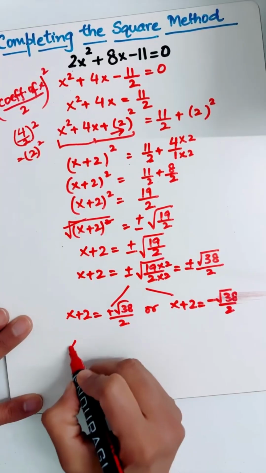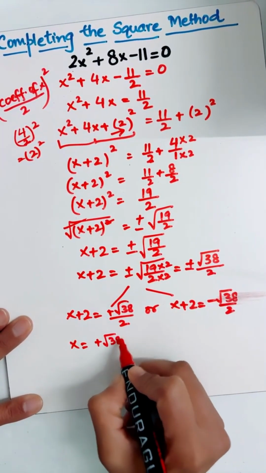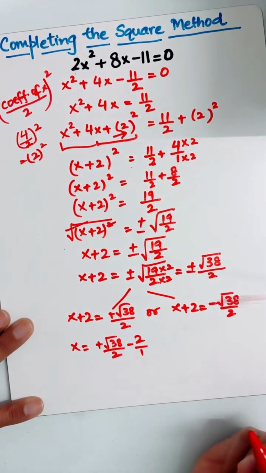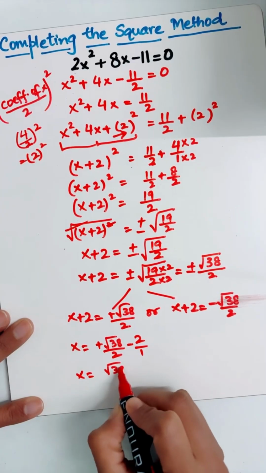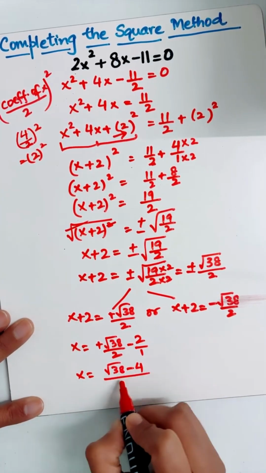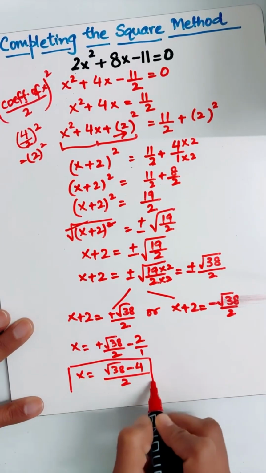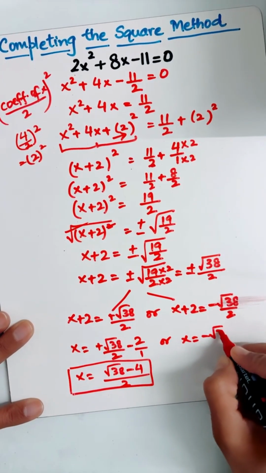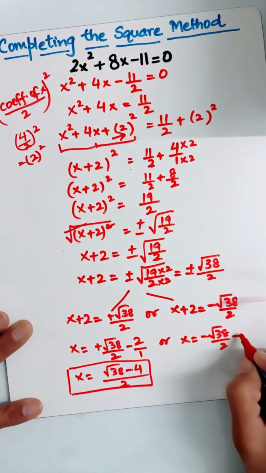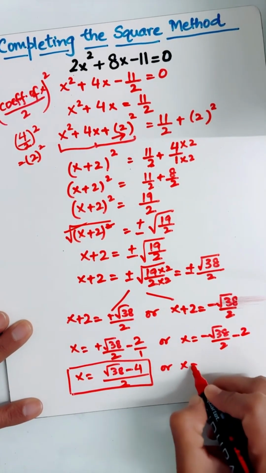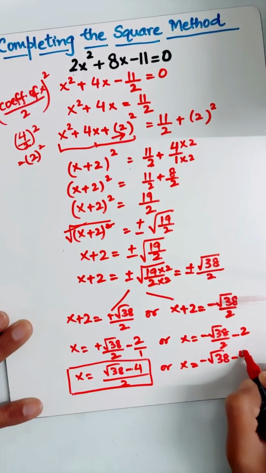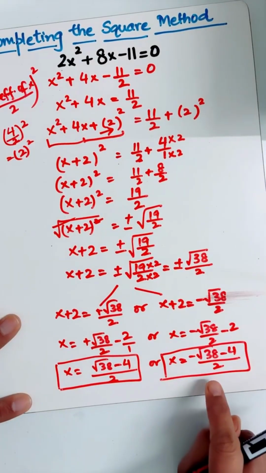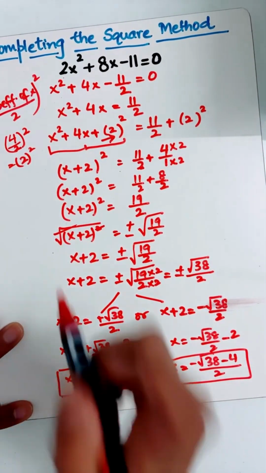Okay, so this gives me x is equal to plus root 38 over 2. This plus 2 when shifted to that side will give me minus 2, which can be written as minus 4 over 2. So x is equal to root 38 minus 4 over 2, after taking the LCM. So this is one of the roots of this quadratic equation. And on the other side, x is equal to minus root 38 over 2, and plus 2 will become, of course, minus 2. So my other root is equal to minus root 38 minus 4 over 2. So the given quadratic equation has two roots given by this, and in this way we solve the whole equation by the completing the square method.